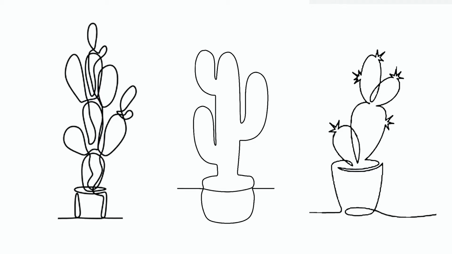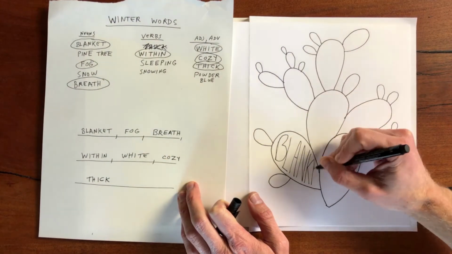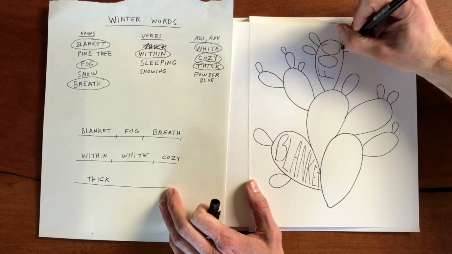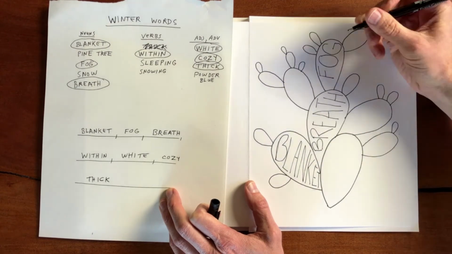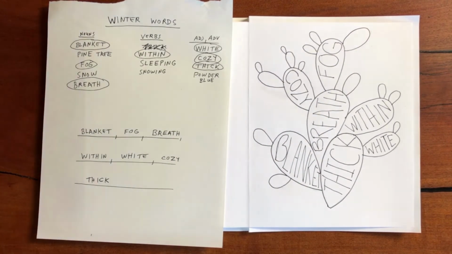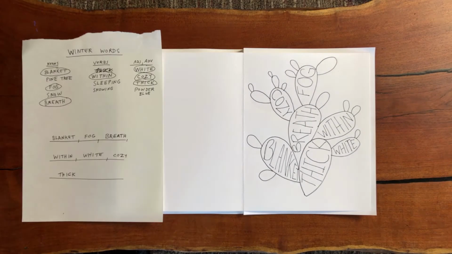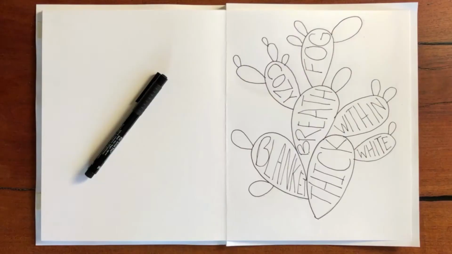Now you might be thinking, I thought this was a poem project, and I promise we're getting there. In step 3, we're going to use the words from your word list and write them into the petals of the cactus. You'll see me doing that here. Have fun with this. Feel free to use a calligraphic marker or make thicker and thinner lines, maybe even script words.